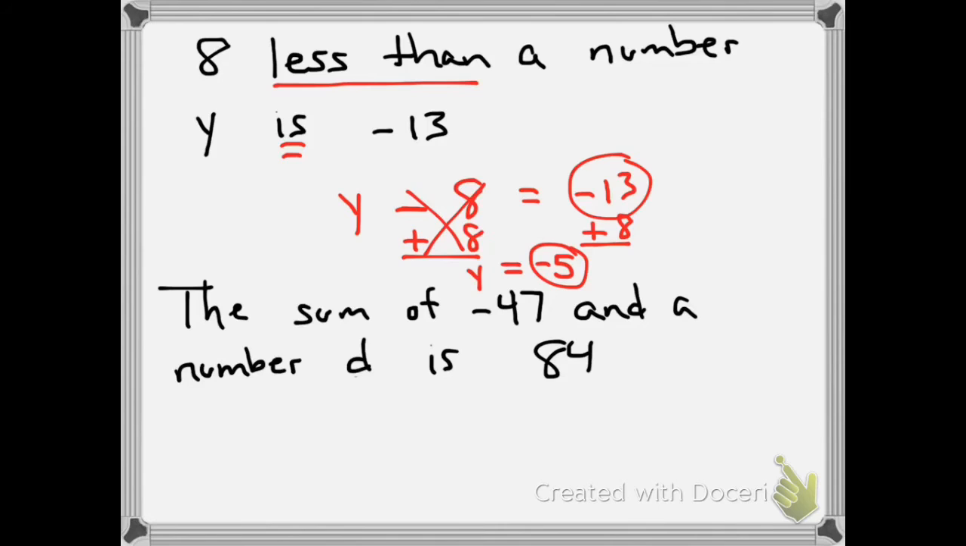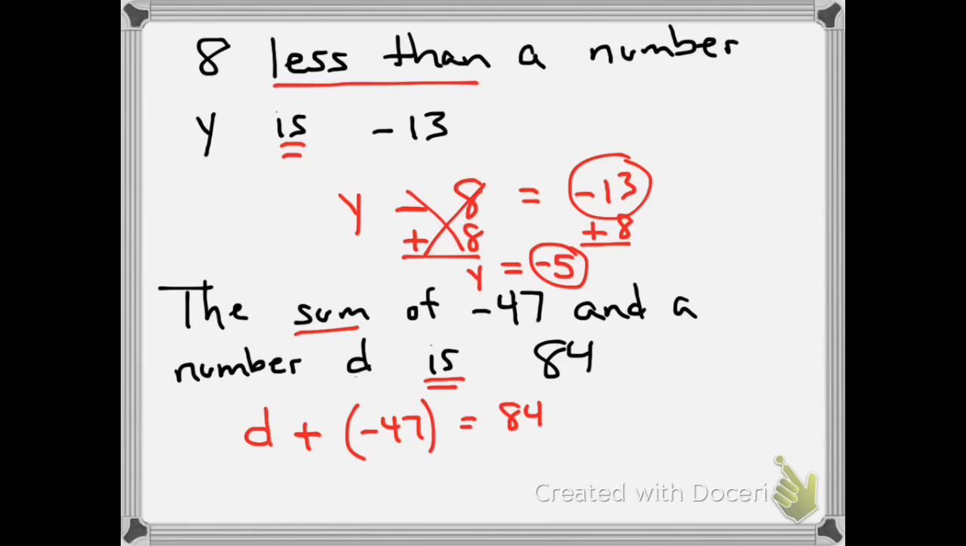All right, the sum of negative 47 and a number d is 84. Sum is associated with adding. Now, technically, if you remember our property rules, the commutative property says that it doesn't really matter which order it goes in, but let's put the variable first. Negative 47, we want to include that in parentheses so we're not confused, is 84.